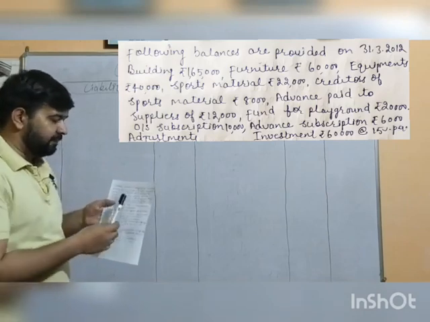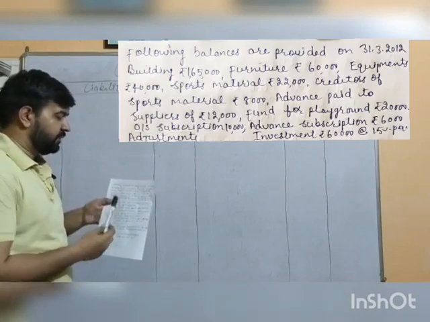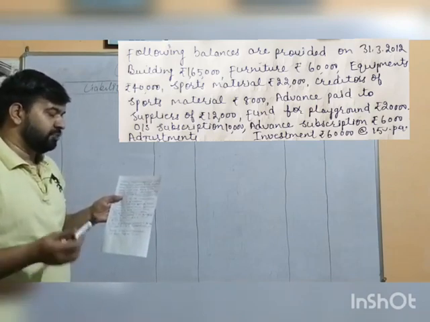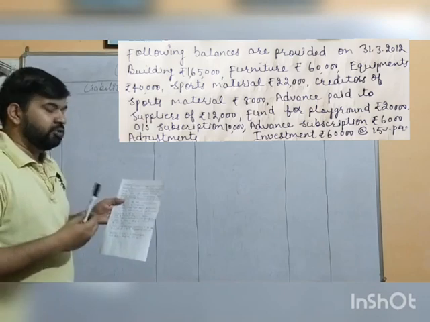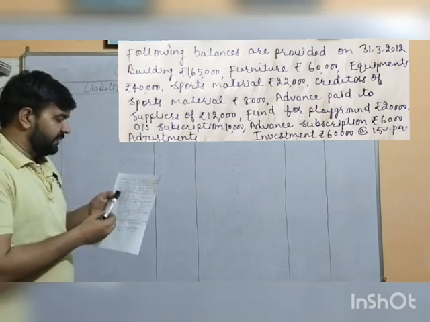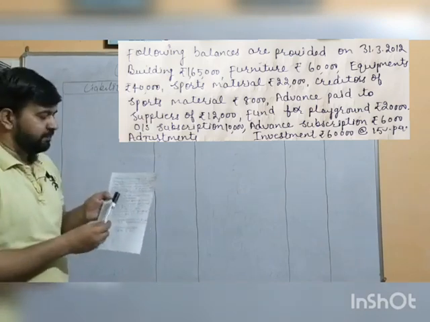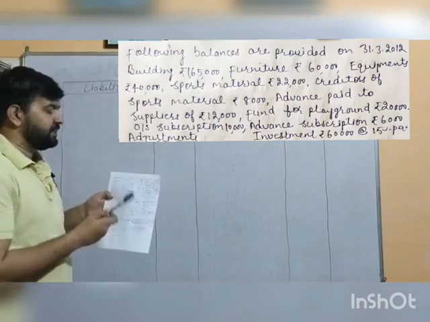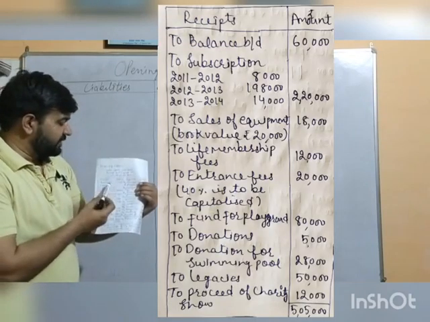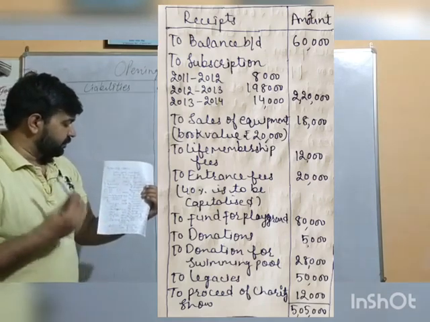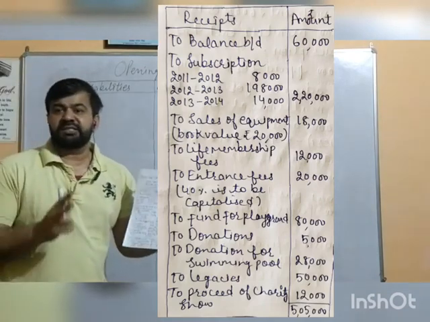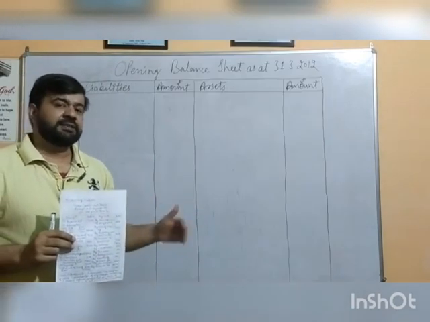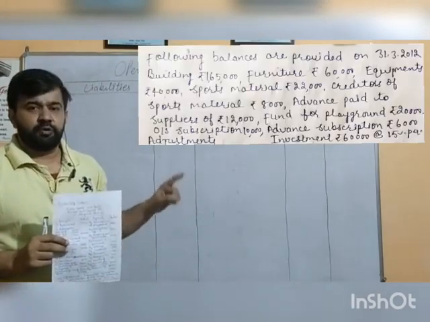Opening balance sheet, asset side. Fund for the playground rupees 20,000. Here we have received an additional fund of rupees 20,000 that is to be added into the already available fund on the liability side of the closing balance sheet. Then we have outstanding subscription for the previous year. See, here we are told that outstanding subscription for the previous year was rupees 10,000. But so far we have received just rupees 8,000 belonging to the previous year, so rupees 2,000 is still outstanding, which is to be considered as a current asset.